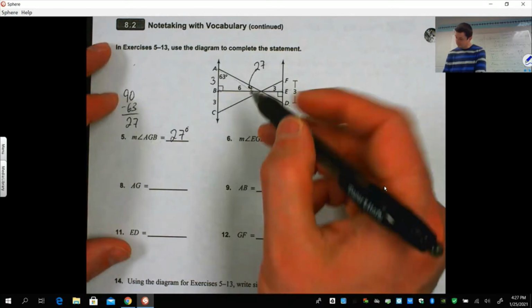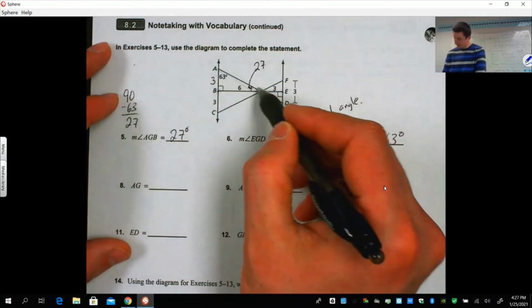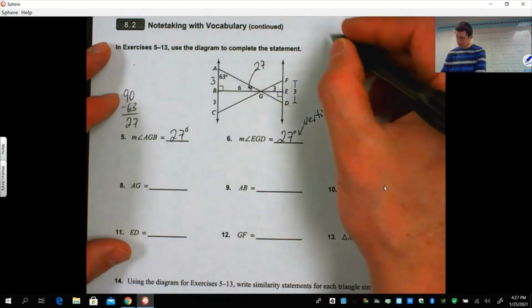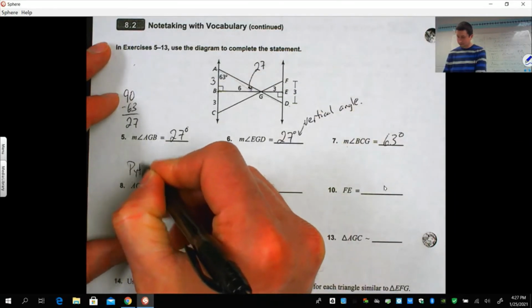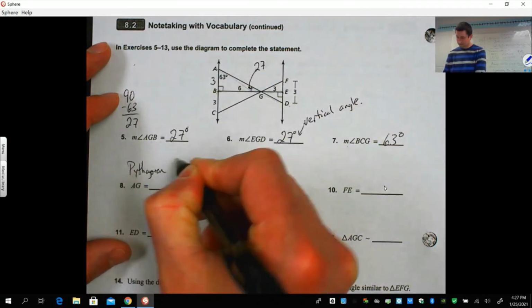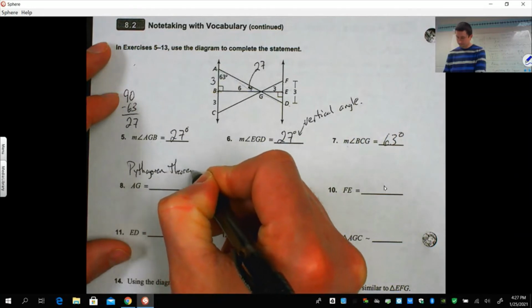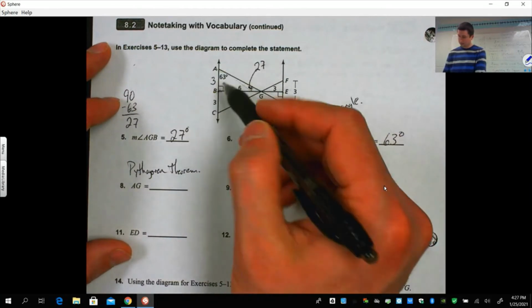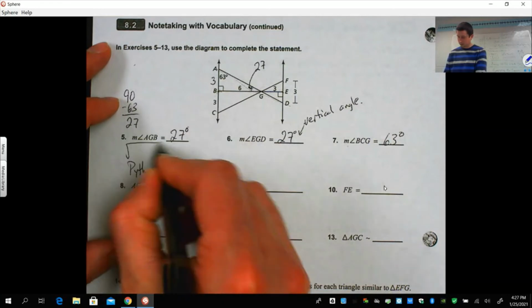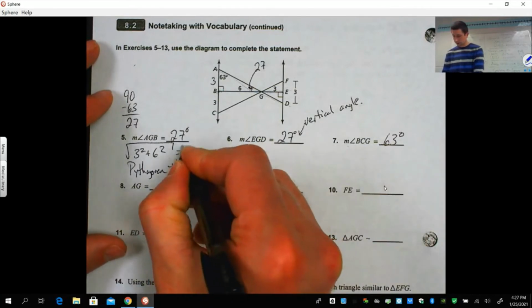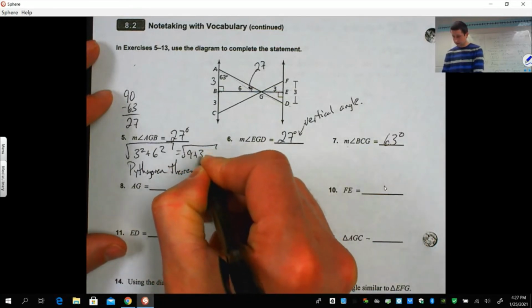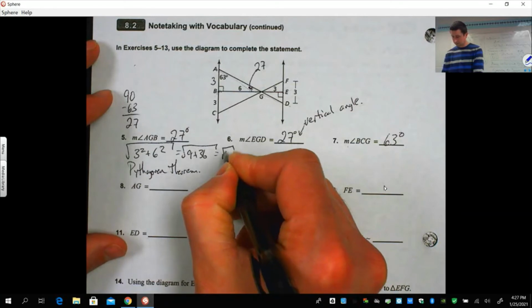AG, that distance right there. We have a triangle that has a side of 3 and a side of 6. We're going to use the Pythagorean theorem. We take the square root of 3 squared plus 6 squared. That's the square root of 9 plus 36, which is the square root of 45.